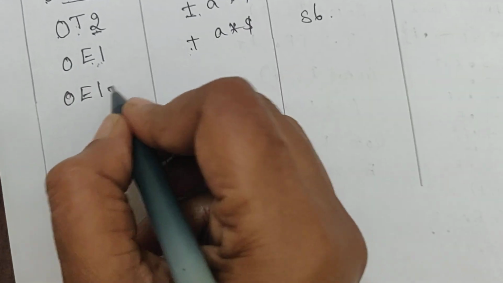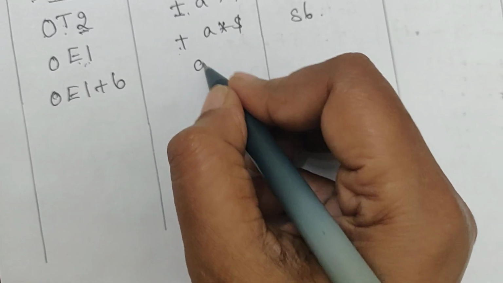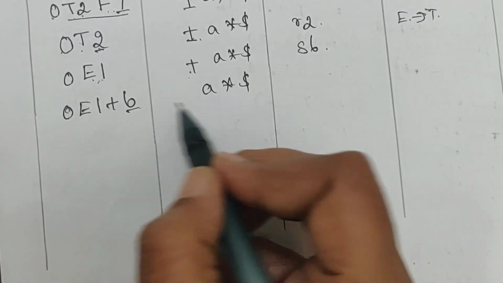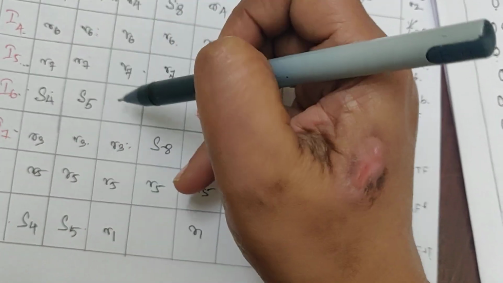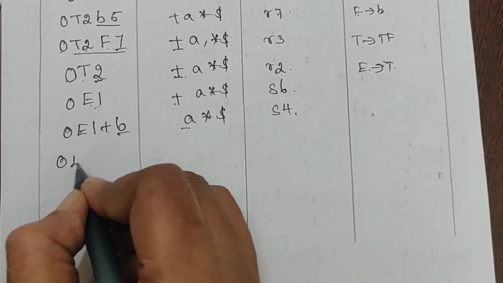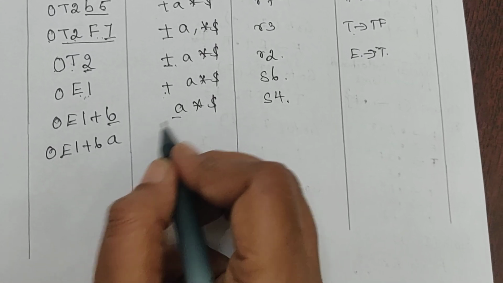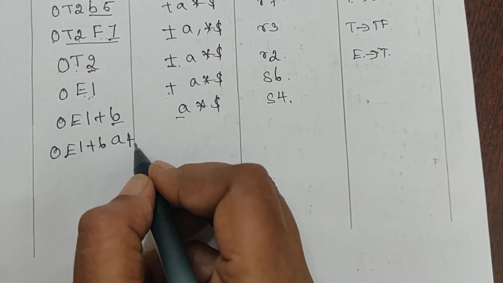So 0 E 1 plus will come here and 6 you will get here. And dollar you will have this. And 6 on A. 6 on A is S4. So it is S4 operation here. So 0 E 1 plus 6, A will come here through shift operation and you will get 4 over here.